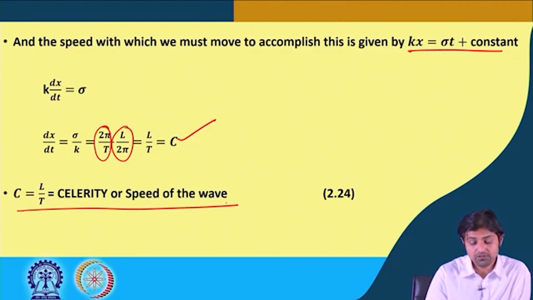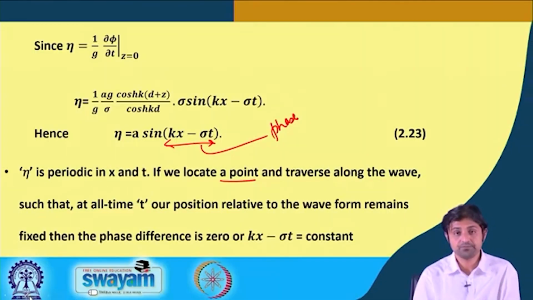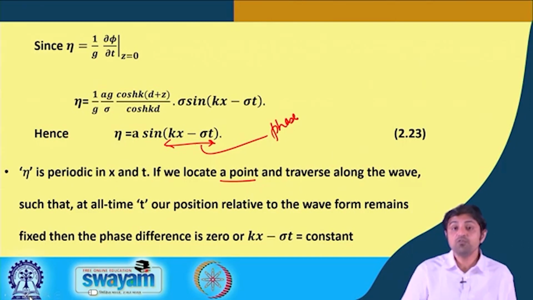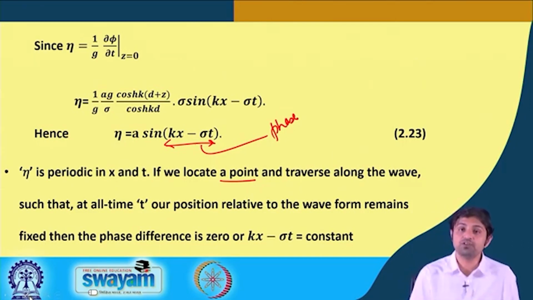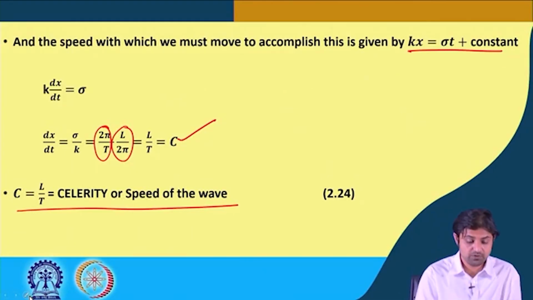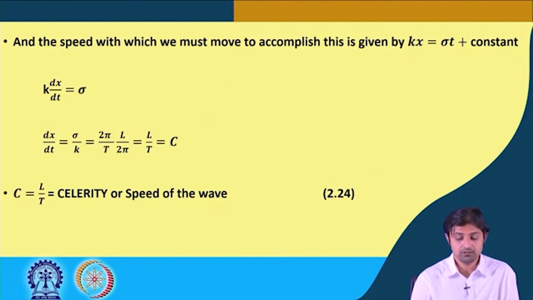So this is how the wave celerity, that is wavelength by time period, is the celerity, and this is the basis of finding the wave celerity: if we locate a point and traverse along the wave such that at all time t our position relative to the waveform remains fixed. When will this happen? When we are moving with the speed of the wave, so our speed and wave speed c will be the same, and that is what we have found out, that c is equal to L by T is the celerity of the wave with which we must be moving.